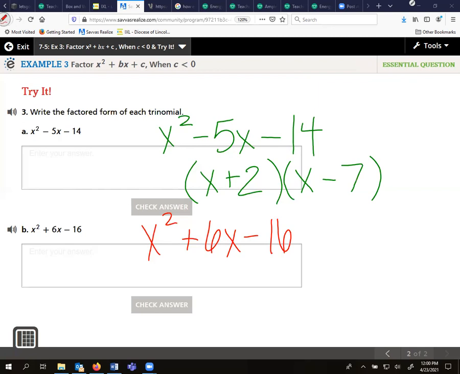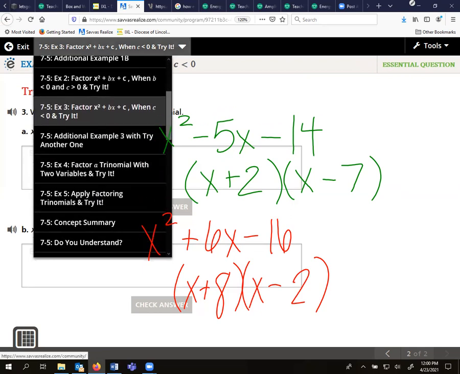All right, so we've got the two numbers that multiply to be negative 16 here would be 8 and 2. And because our number here in the middle is positive, that means our bigger number would need to be the positive one. So it would be x plus 8, x minus 2. Questions?